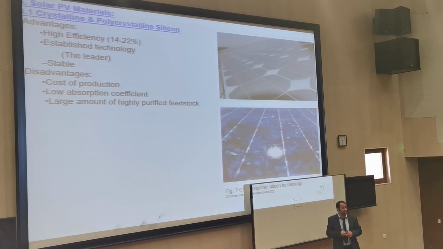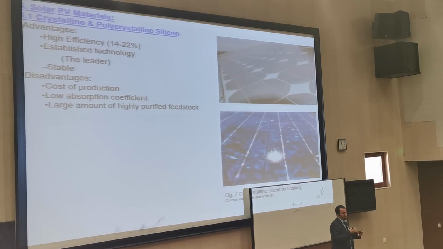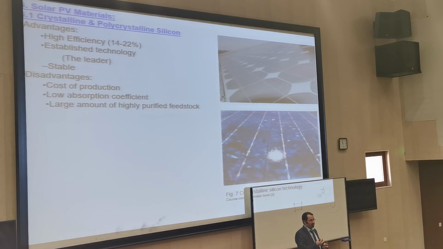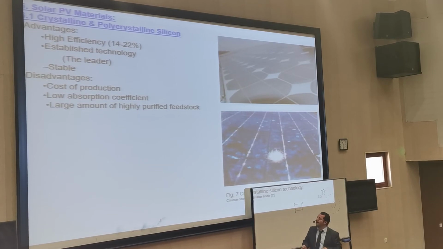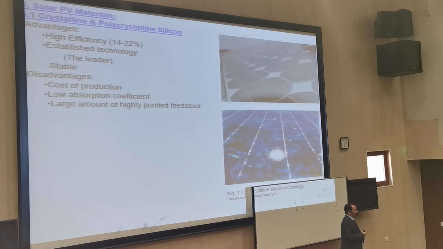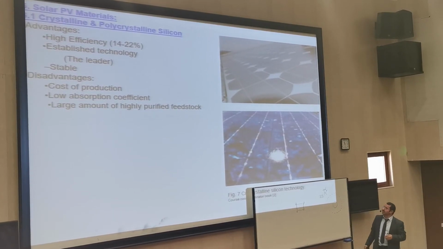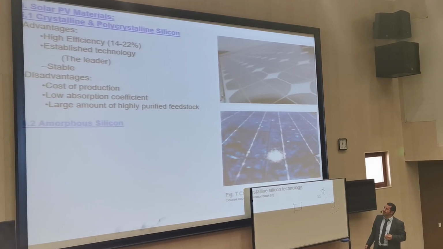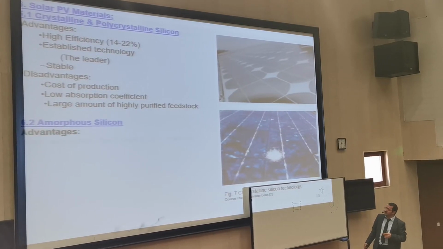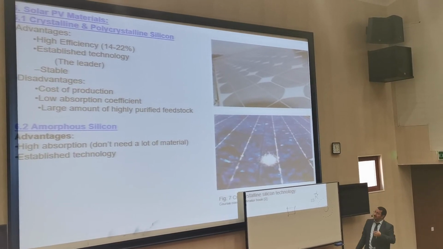Low absorption coefficient and large amount of material. The absorption of light coefficient is low, which is not good. They don't absorb all the light. And the amount of material used to produce the cell, compared with amorphous, is higher. More material, more resources we need. While amorphous, if we compare it, it has high absorption compared with the first one.